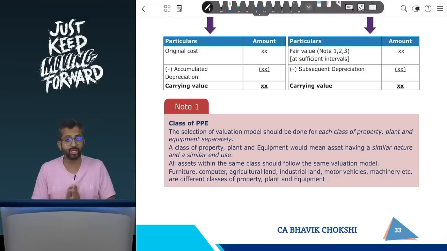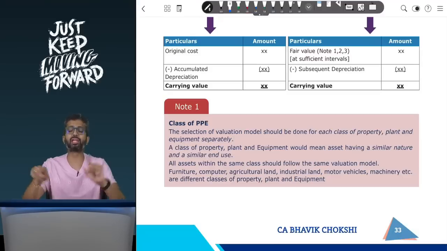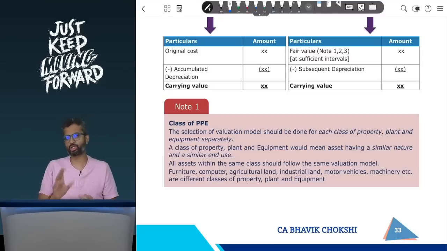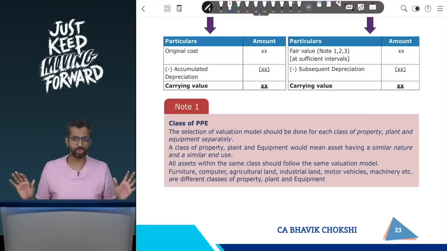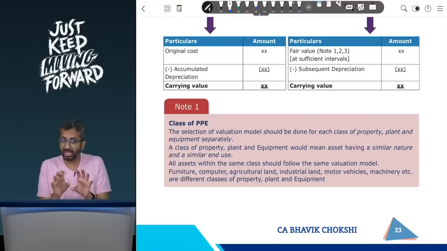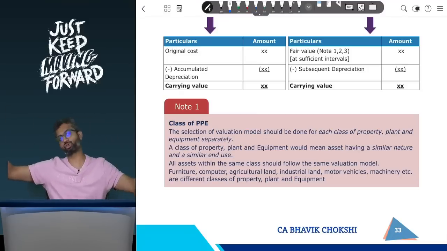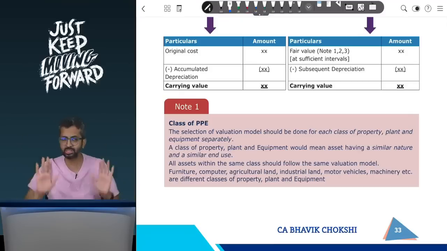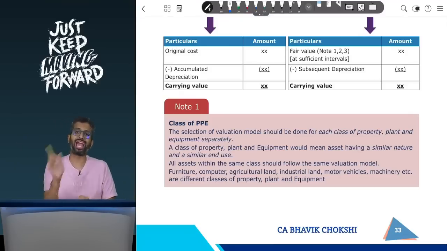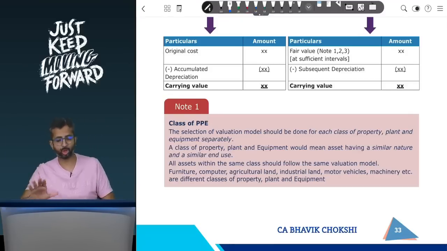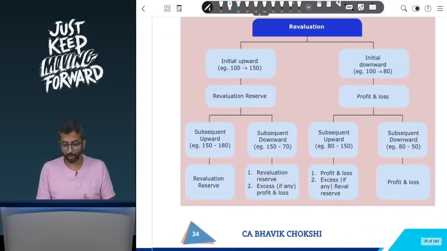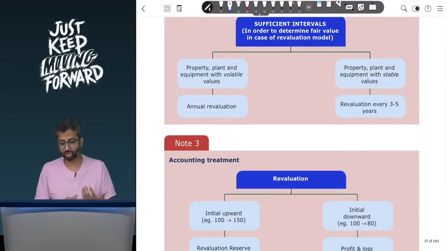Agricultural land I can value using the revaluation model, but within agricultural land I cannot follow the cost model for 4 plots and revaluation for 6. That is not permissible. However, if 4 of the plots are agricultural and the remaining 6 plots are urban commercial, they are of different nature and end use, and hence different models can be followed. So basically you can follow different valuation models for different classes of PPE. However, within a class of PPE, you will have to follow the uniform model only. If you follow the revaluation model, revaluation has to be done at sufficient intervals, which can be annual or at max 3 to 5 years.